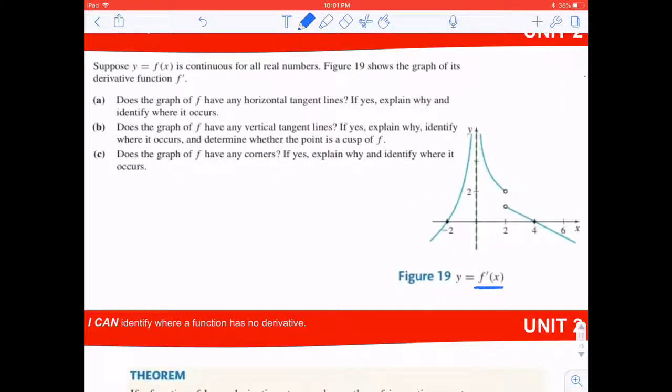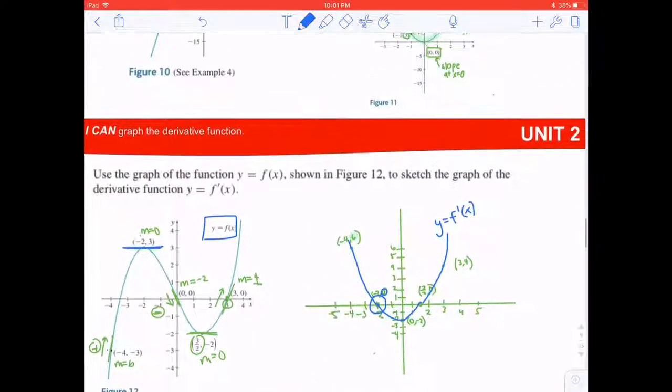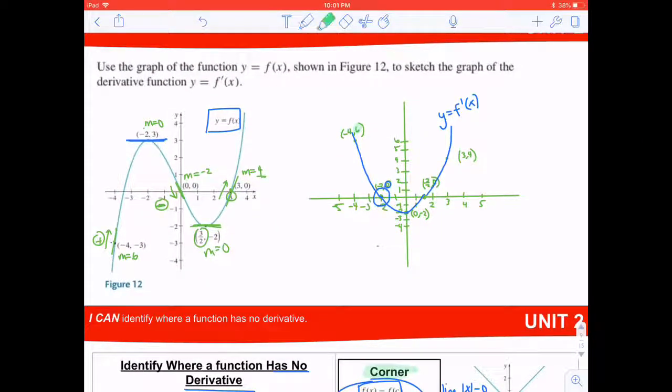So, Part A asks, does the graph of f have any horizontal tangent lines? If yes, explain why and identify where it occurs. So what we need to do is think about these connections that can be made from the original function to the derivative function. So think about, where did we have horizontal tangent lines? We had one here, and we also had one right there. And how was that represented in our derivative function? So we can see here and there, it was represented by x-intercepts.